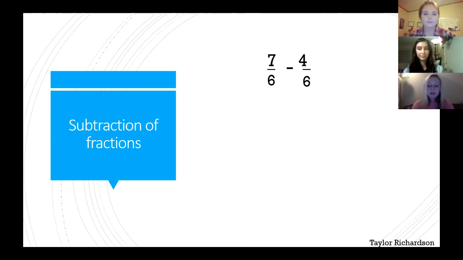Trying to put it into words makes it sound more difficult than it is, so let's go ahead and look at an example. We can start with a simple one. The problem is, what is 7/6 minus 4/6? There are a couple of different ways that we can go about solving this problem. The first way is by looking at the problem like shapes that are separated into shaded sections.